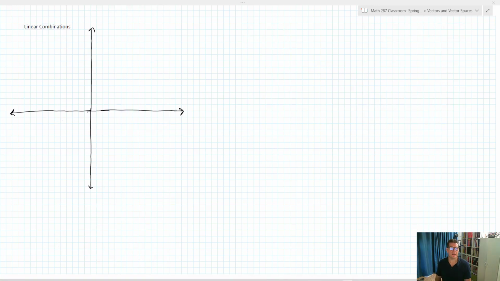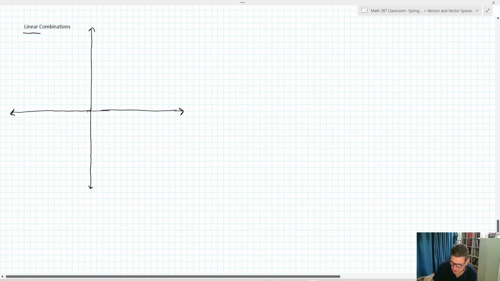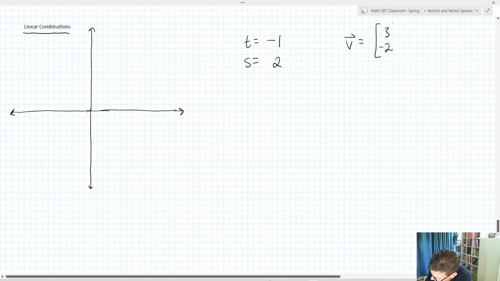The final piece here is this piece called linear combinations. We talked a little bit about this before, but now I really want to get a lot more into linear combinations. They play a huge role in working in vector spaces. So let's say for example we have t equals negative 1. All right, we'll have s equal to 2, and then we'll have a vector v equal to 3, negative 2, and a second vector w equal to negative 1, 2.